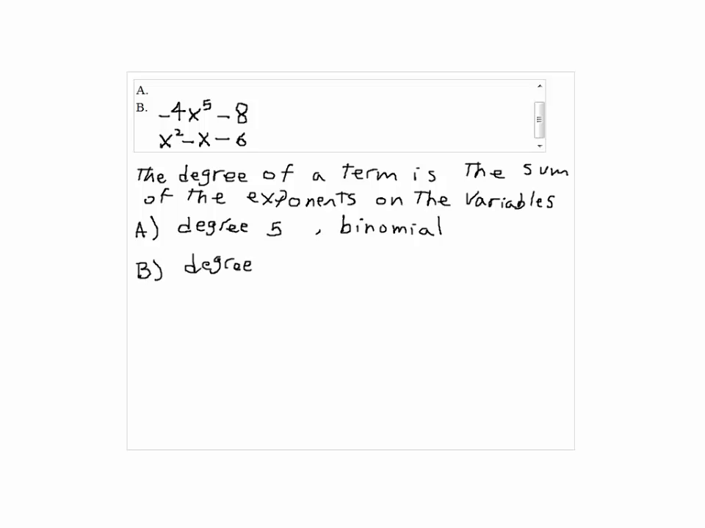For part B, degree is 2 because the first term has a degree of 2, the second one has a degree of 1, and then you pick the highest one, so the degree of the whole polynomial would be 2. And here we have 3 terms, 1, 2, 3. So the name of the polynomial is trinomial. Tri means having 3 terms.